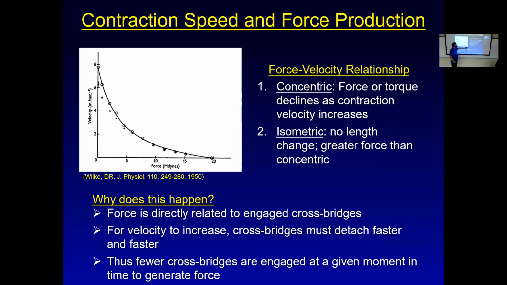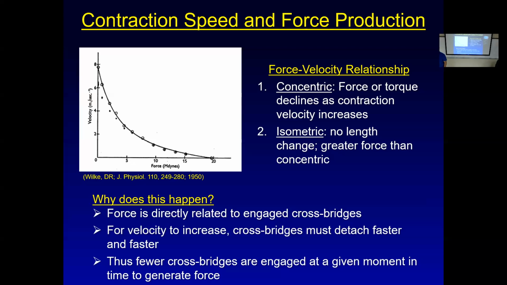In order for that to happen, if you pick any instant in time, I'm going to have fewer cross bridges engaged than I would if I was doing the same thing at slower velocity, because they have to break. Cross bridges have to break to be able to be recycled. And so to go fast, they have to break quickly, or I have to have more of them broken so that I can get them in. So during fast contractions, fewer cross bridges are engaged at any instant in time. Therefore, that's why you get less force.